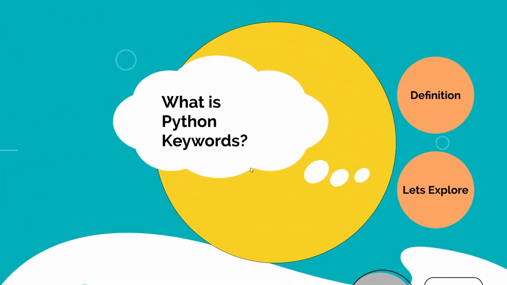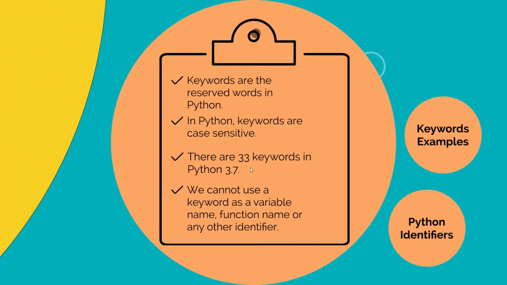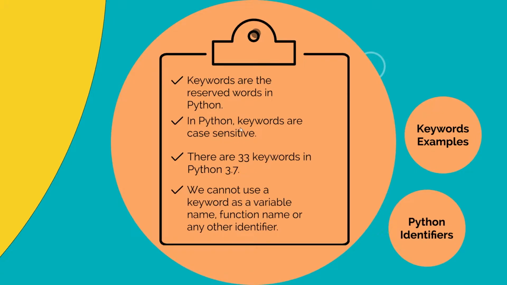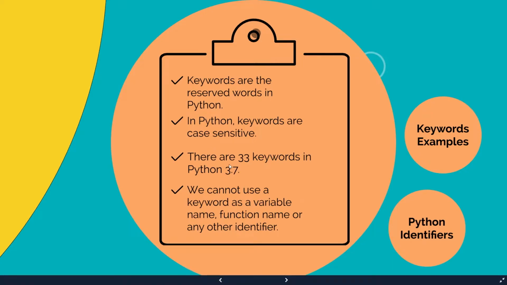So now let's explore more about this. As I told you, keywords are the reserved words in Python. In Python, there are 33 keywords, when we are talking specifically with regard to Python 3.7. In Python, keywords are case sensitive, and we cannot use a keyword as a variable name, function name, or any other identifiers. So let's see some examples of keywords.